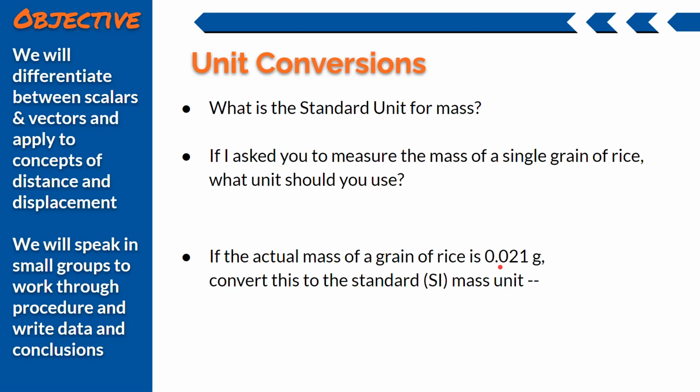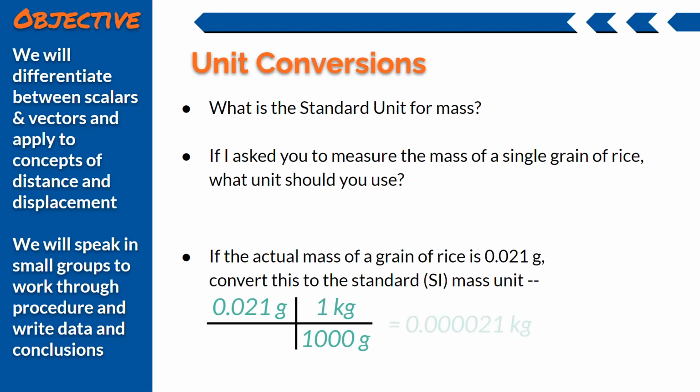In fact, here is at least the average. I Googled it. The mass of an actual grain of rice is 0.021 grams. Convert this to the standard SI mass unit. So we're going to convert this to kilograms, which is silly because a grain of rice is so small. But let's go ahead and try this conversion. We're going to take 0.021 grams, and we're going to multiply by a conversion factor. There are 1,000 grams, or 10 to the third grams, in a kilogram. So it's the same conversion factor we used a second ago, except now we're with mass instead of distance. And so this ends up being divided by 1,000.